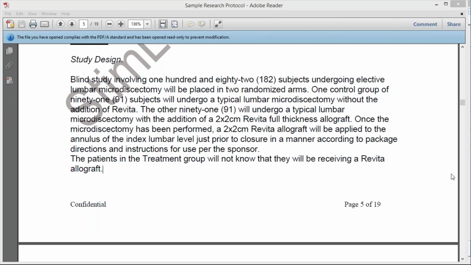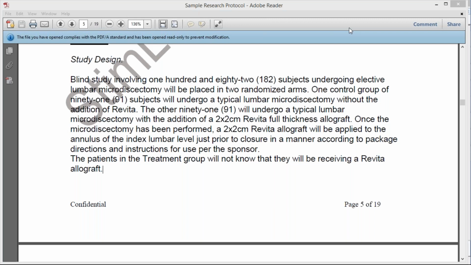Okay, these people will be treated with the Revita allograft. Then the other group of people, 91 people, undergo surgery without any additional application, without Revita. So total 182. We have two groups. One group receives Revita, another group receives no application.